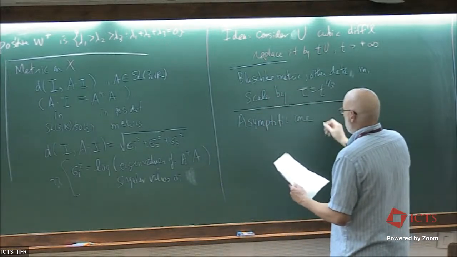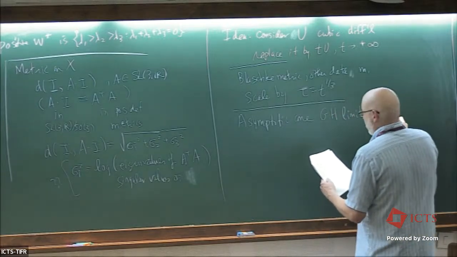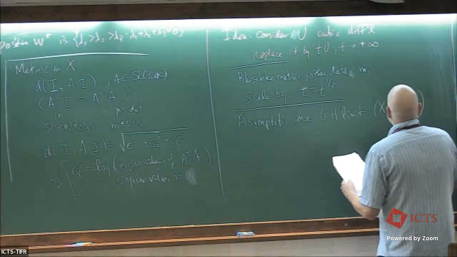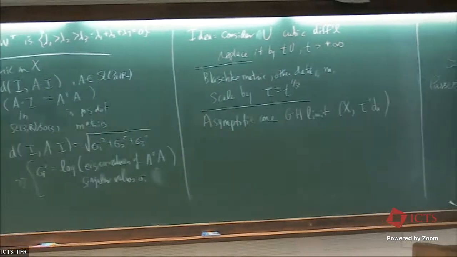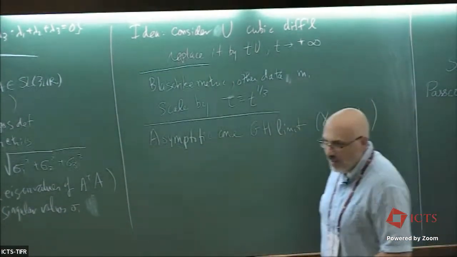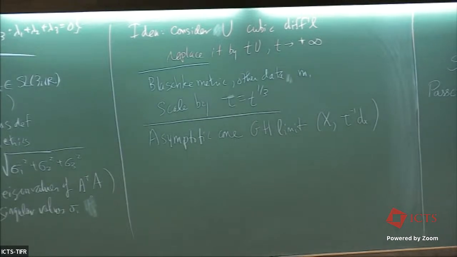So we're going to take the Gromov-Hausdorff limit of X with respect to tau inverse times this metric space metric on X. Okay? And since we're dividing out by the natural scaling, this will give us the structure that we want. So this is as t goes to infinity.